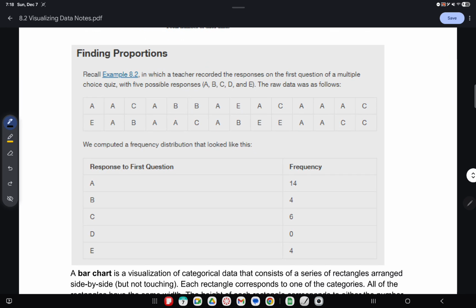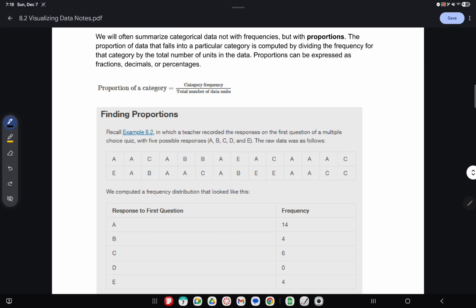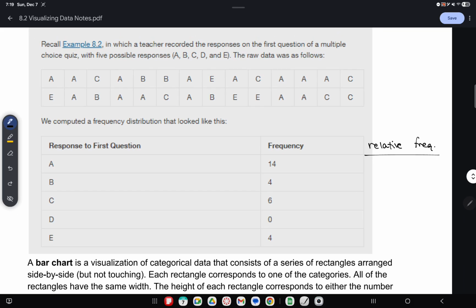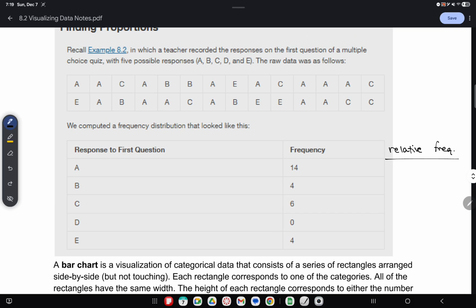So what I'm going to do is find the proportions, which is also called the relative frequency. We know we have a total of, I think it was 28. I'm just going to double check. 14 and 10 is 24. Yeah, 28. So we have 28 students, and 14 out of 28 students are choosing A for this quiz question.